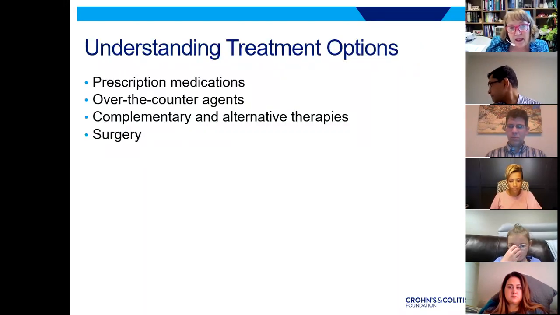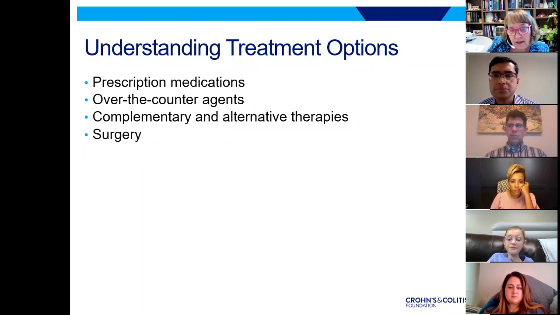The treatment options, remember there's the prescription medications, there's over-the-counter agents, there's complementary and alternative therapies, and there's always surgery.